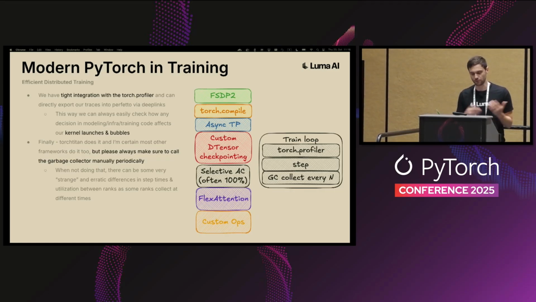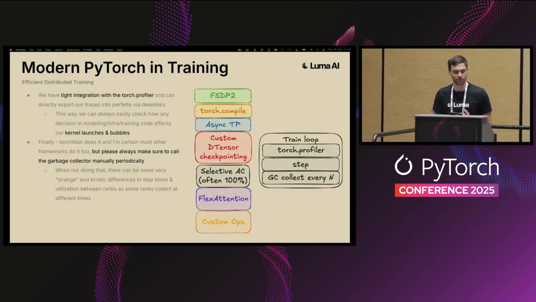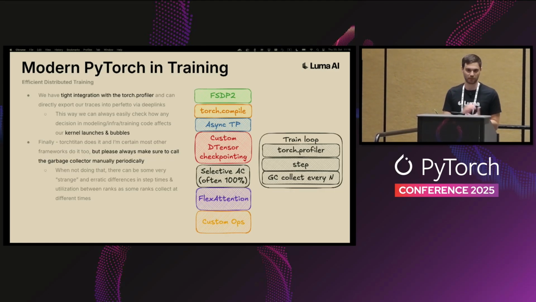And then in our training loop, we also have a pretty tight integration with the Torch profiler. By just passing an argument, we can automatically capture a Torch profile on a given rank and also a memory profile. We can upload that directly into Perfetto with some deep links, so we can easily investigate and analyze what the performance of our training looks like. And we can see if there are any issues with kernel launches, bubbles, synchronization problems and things like that.